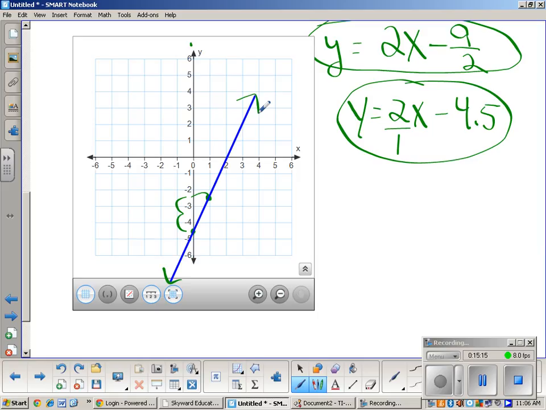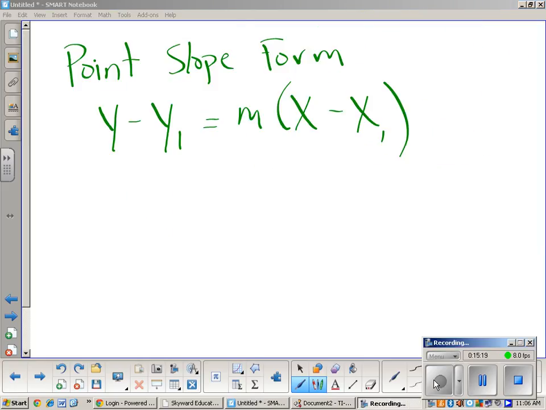Last one coming up. Okay, this one's really not particularly difficult, but it is hard to memorize. This is point slope form.